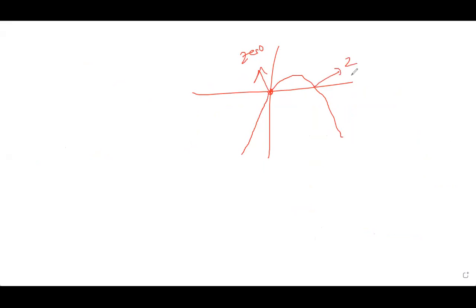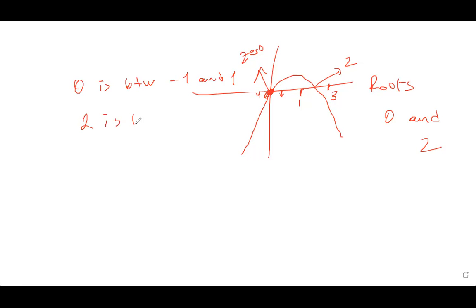If this is 2, the roots are 0 and 2. So this 0, between which consecutive integers? Here there is -1, here there is +1. What about 2? Here there is 1 and here there is 3. So I can say that 0 is between -1 and +1. And 2 is between 1 and 3. That's it.